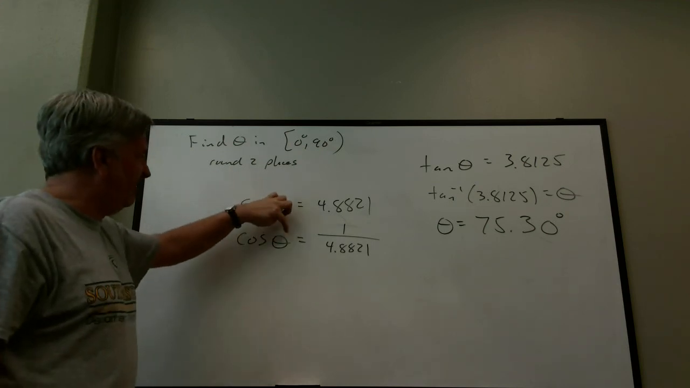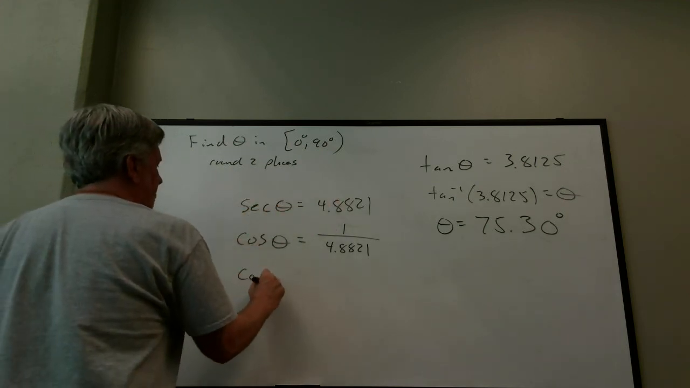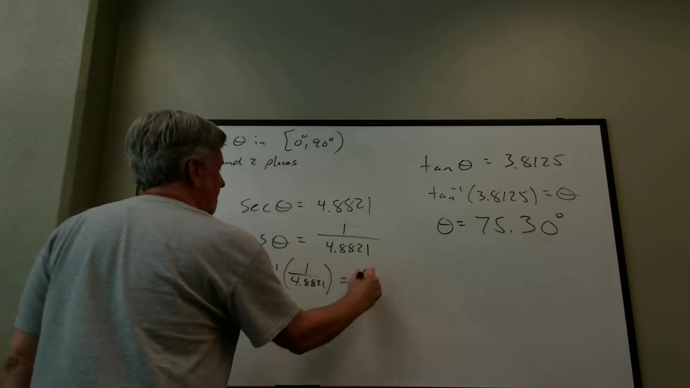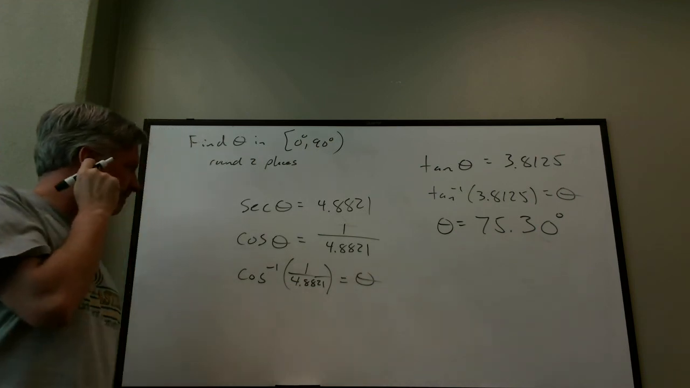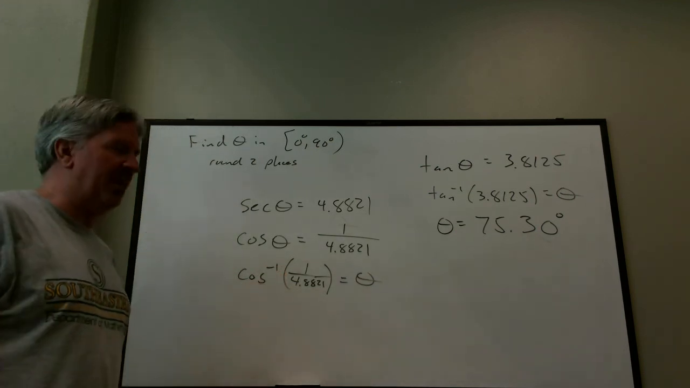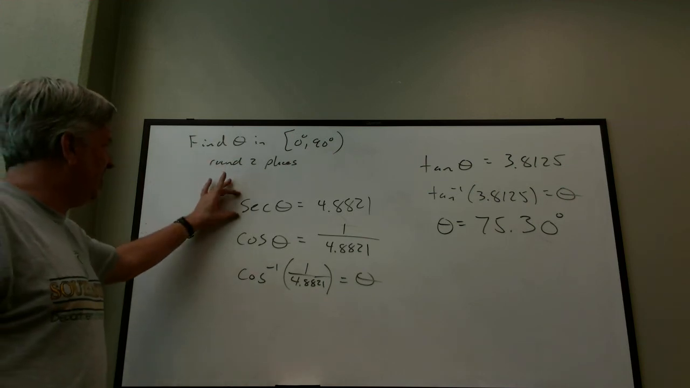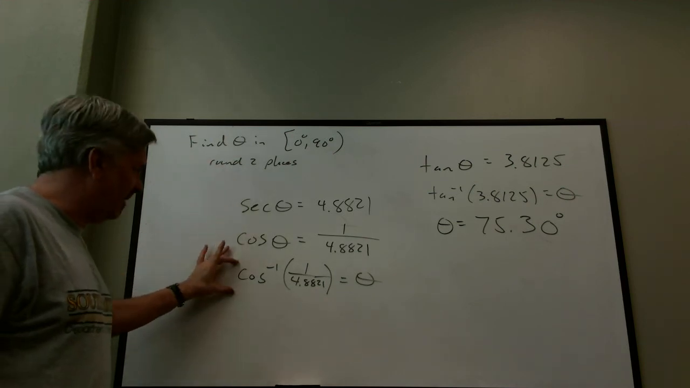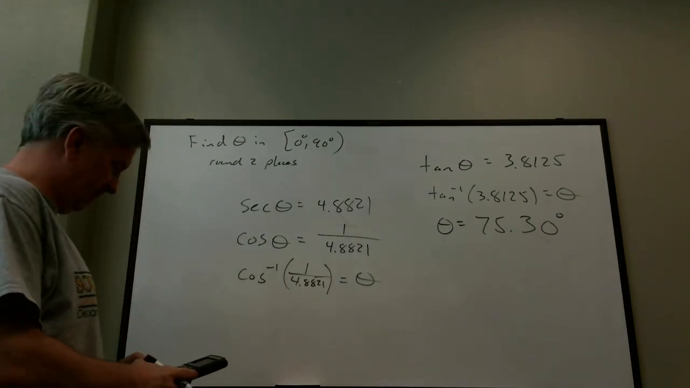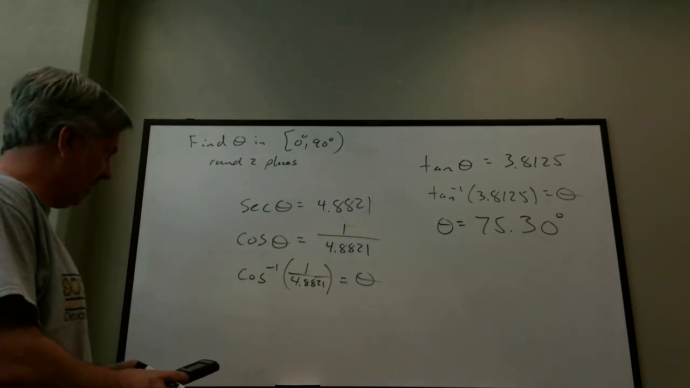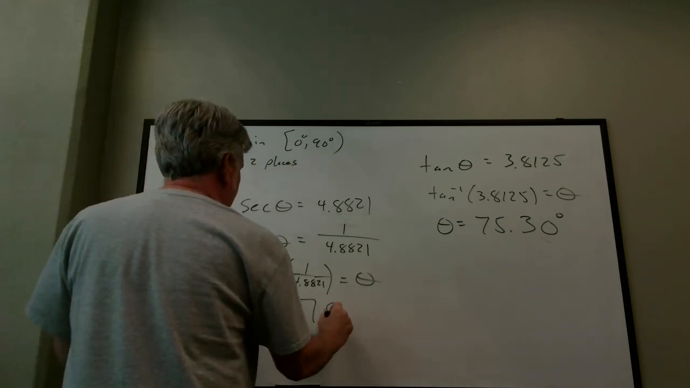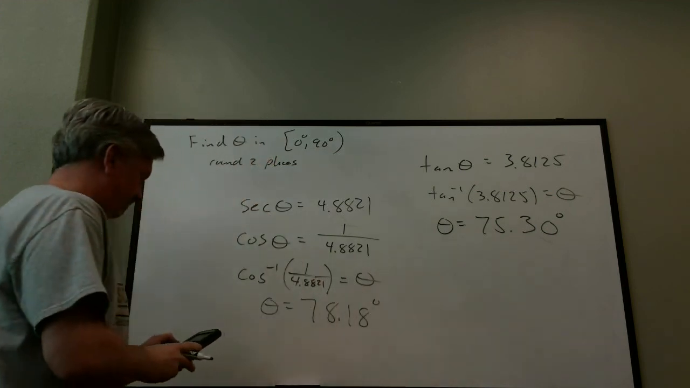Now, cosine of an angle is a number, so cosine inverse of that number is the angle. Okay? So why did I have to do this step? So I could write it as cosine inverse because I have a button for that. So change the secant problem to a cosine, then write it in terms of cosine inverse. Theta is cosine inverse of 1 over 4.8821, and theta is 78.18 degrees.